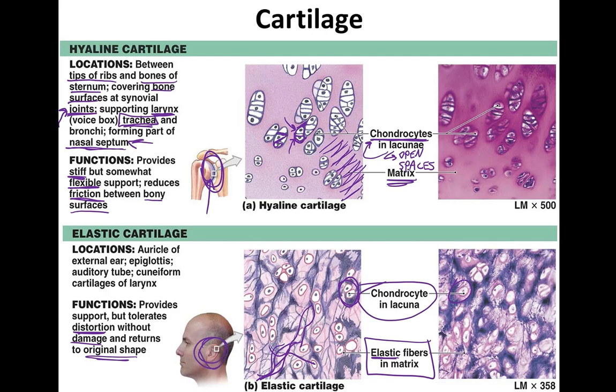The ear is the best example. The auricle of your external ear is this upper part of your ear. You can bend it. If you reach up and bend the upper portion of your ear, you can feel that it bends and flexes, but when you let it go, it pops back to its original shape. That is typical of elastic cartilage.